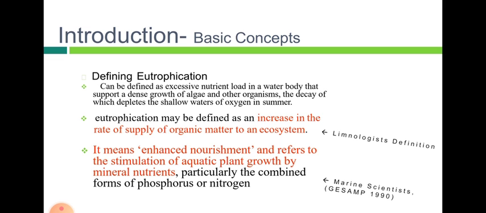Eutrophication may be defined as an increase in the rate of supply of organic matter to an ecosystem. It means enhanced nourishment and refers to the stimulation of aquatic plant growth by mineral nutrients, particularly the combined forms of phosphorus or nitrogen.